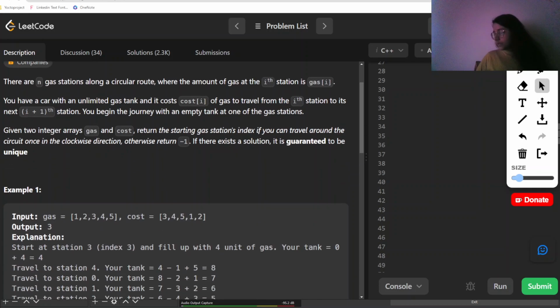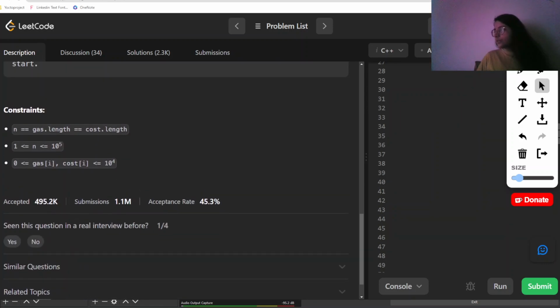And let us first check the constraints. As per the constraints, we can go ahead with an order of n or order of n log n solution, but we will be able to figure it out with order of n only.